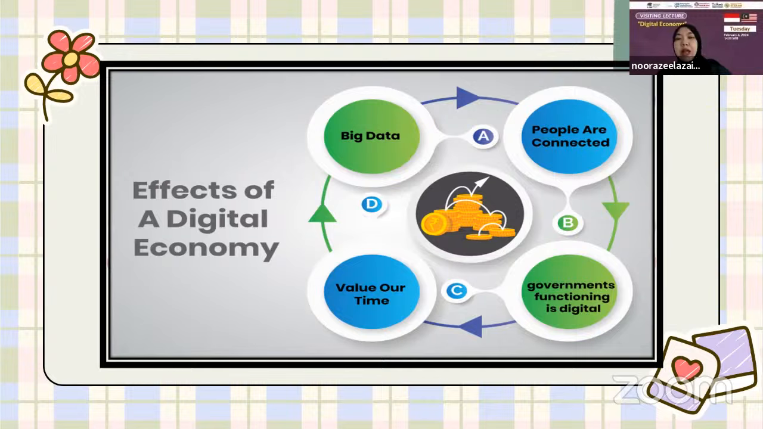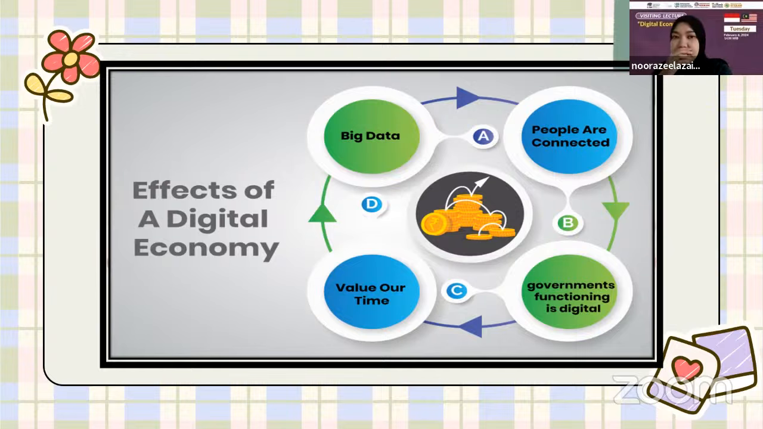Okay, so big data allows businesses to personalize products, services, and experiences based on individual preferences and behavior. So this leads to improved customer satisfaction, higher engagement, and increased loyalty. So big data fuels innovation by providing the foundation for the development of new products, services, and business models.